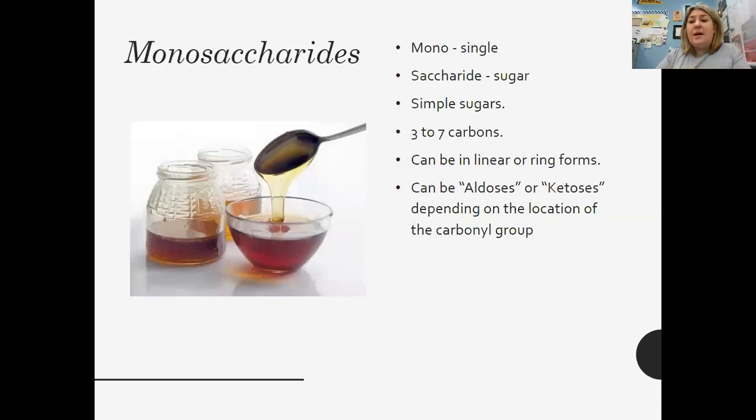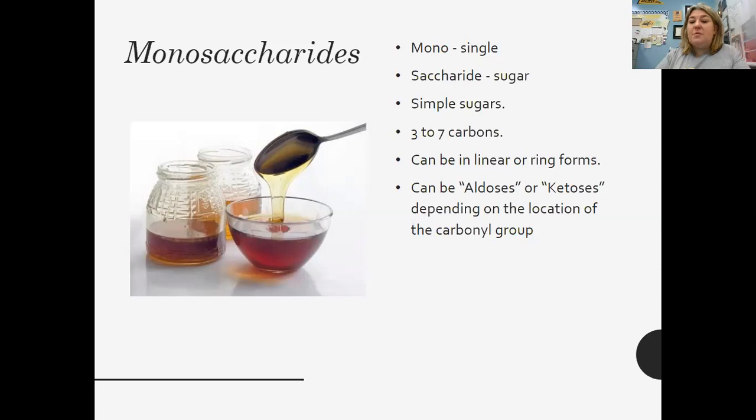So monosaccharides, of course, we know the prefix mono means one. So it's one sugar. Saccharide means sugar. And it's very simple. Typically, when you look at a monosaccharide, it's anywhere between 3 to 7 carbons long. Usually they're in a linear form, but they can be in a ring form. Some of them are known as aldoses or ketoses. It just depends on where you find the carbonyl group. If it's an aldose, it's going to be at the end. If it's a ketose, it's going to be found in the middle.